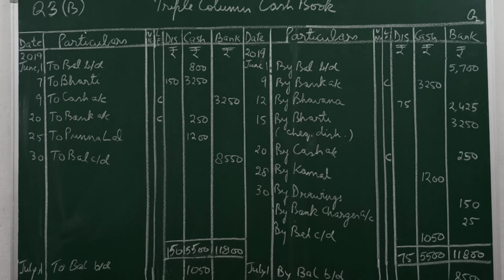Bring down the balance for cash on the debit side July 1st to balance brought down cash column, and the same line on the credit side July 1st by balance brought down in the bank column for bank amount. This is the opening balance of respective cash account and bank account.